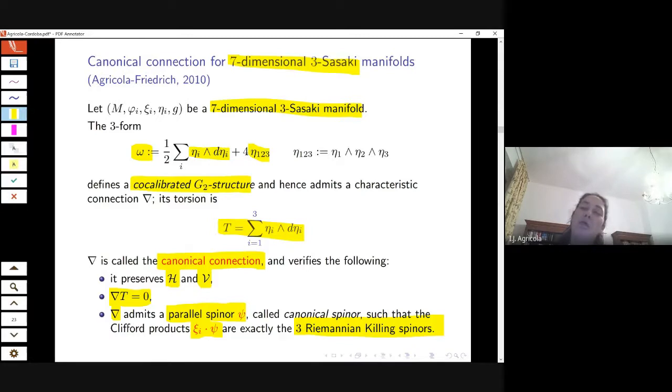And remember, on the very first slide, I said that this is equivalent. So looking at this connection allows you to have a spinor, or to find a spinor in a natural way, which actually generates these three Riemannian Killing spinors. So this is a good indication. This must be a nice connection.